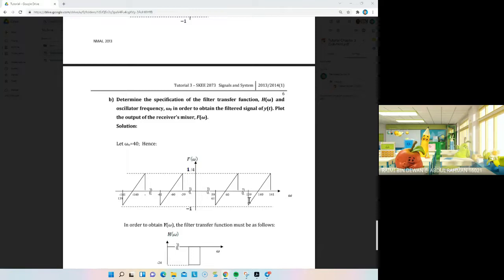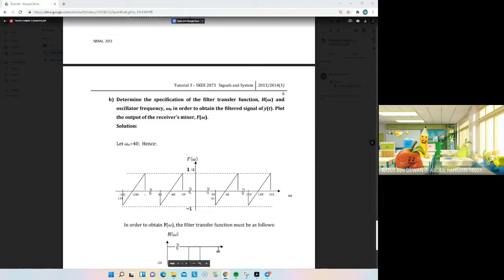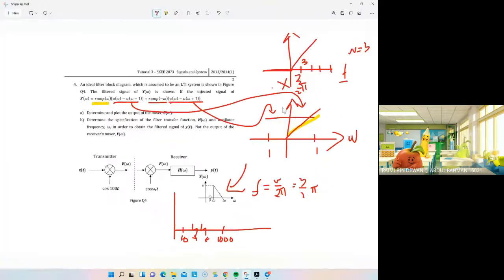Ramp-based signal means it's not really a ramp, because a ramp is actually, I think you guys know, this one. Okay, this is a ramp.